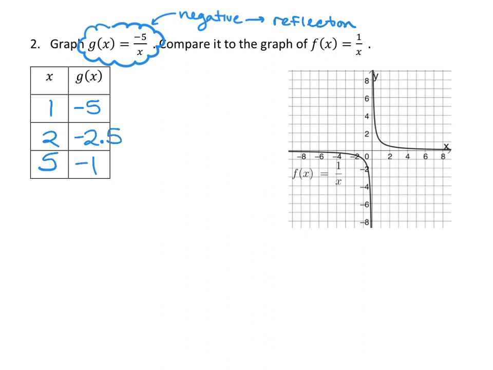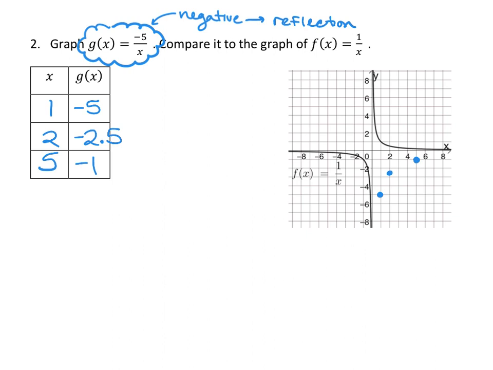If I graph those points, it's going to look like this. Over 1, down 5. Over 2, down 2.5. Do your best to graph 2.5. And over 5, down 1. Whoa. What quadrant did I just plot all of those points in?